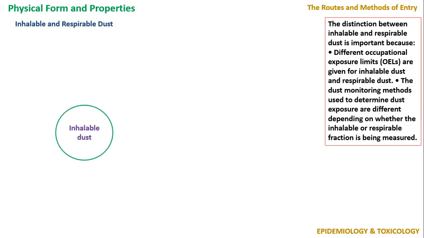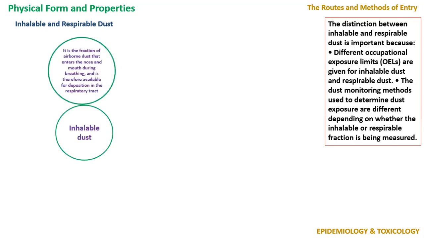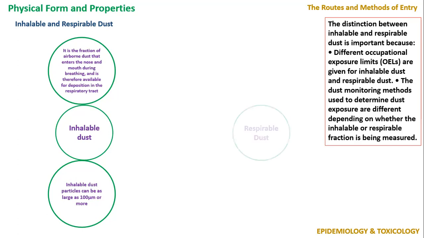The inhalable dust is the fraction of the airborne dust that enters the nose and the mouth during breathing and is therefore available for deposition in the respiratory tract. The inhalable dust particles can be as large as 100 microns or more. So the inhalable dust is quite large particles, and they are mostly found in the nose and mouth tract during breathing.